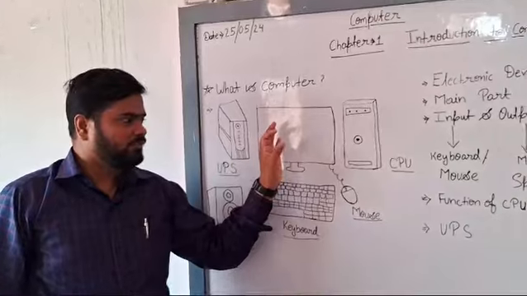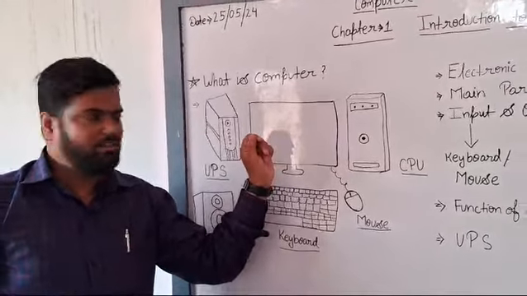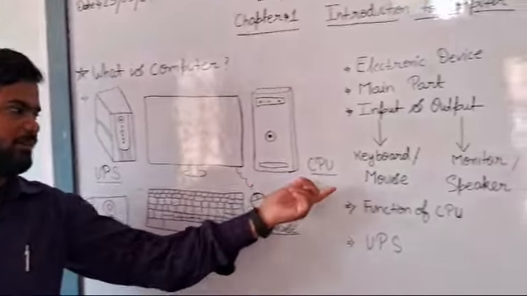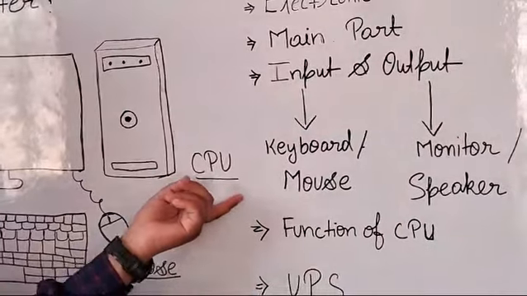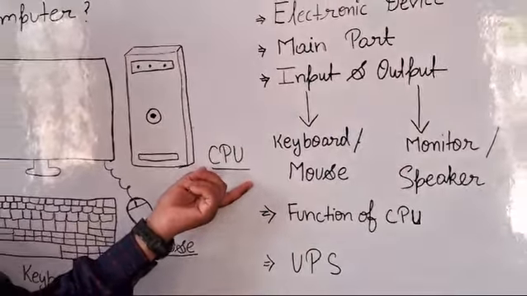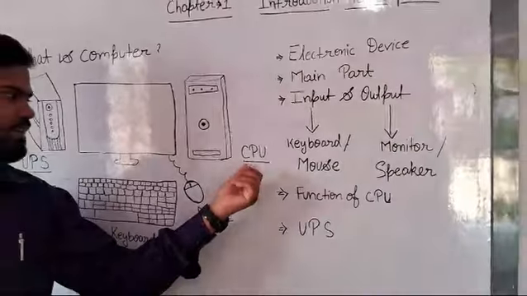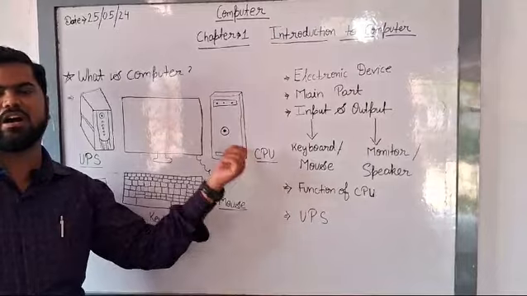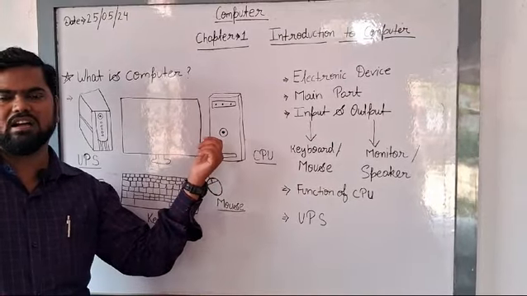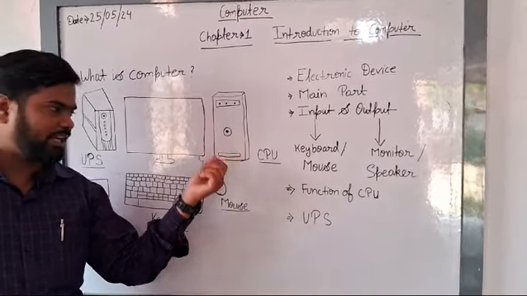Now let us discuss the main part of the computer, and the main part of the computer is CPU. It is responsible for interaction between the different components of computer. Its full form is central processing unit, and it communicates with the input devices and output devices and at the same time maintains synchronization between them.